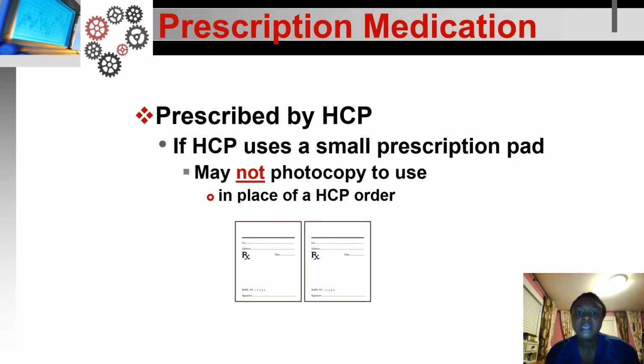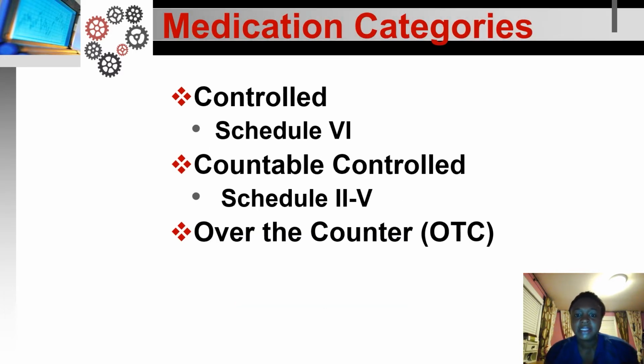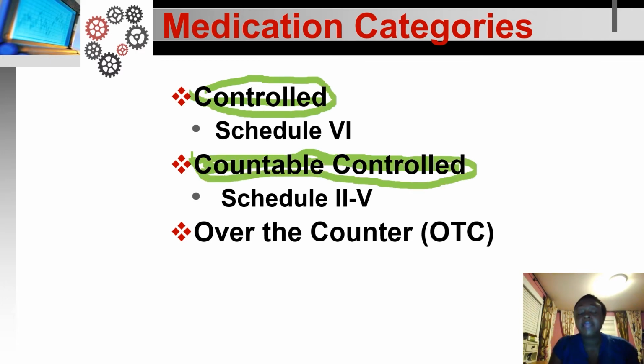Now, prescription medication. This goes without saying, you can't photocopy it. You can read that slide on your own. And these are the categories that we were talking about: controlled, which is all of them, and controlled countable. And they'll test you on that. They really don't use whether it's Schedule 6 or Schedule 3 or things like that. They usually just use the term controlled or controlled countable. That's what I've seen. Now, over-the-counter meds have to be labeled in your program, okay?